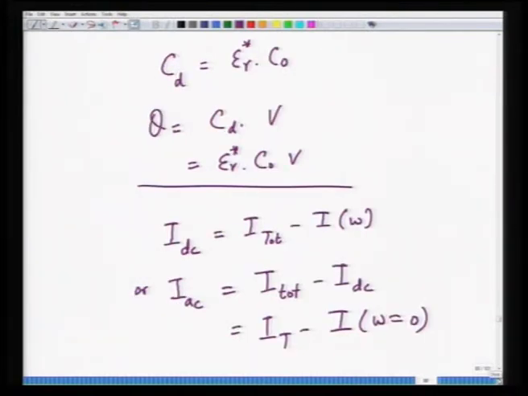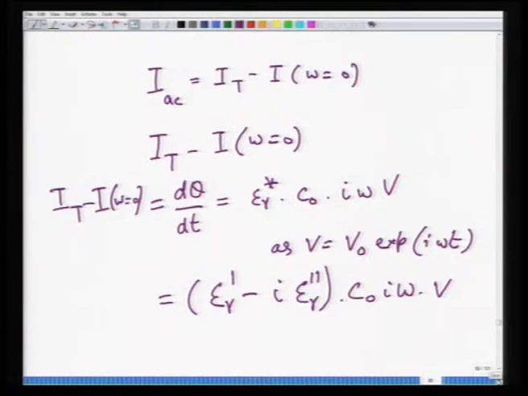Then we looked at the current expressions, and what we worked out was that if we equate this current expression to the dielectric constant by inserting the dielectric constant expression, then we get a term for current which is equivalent to (epsilon r prime minus i epsilon r double prime) into C naught i omega V.